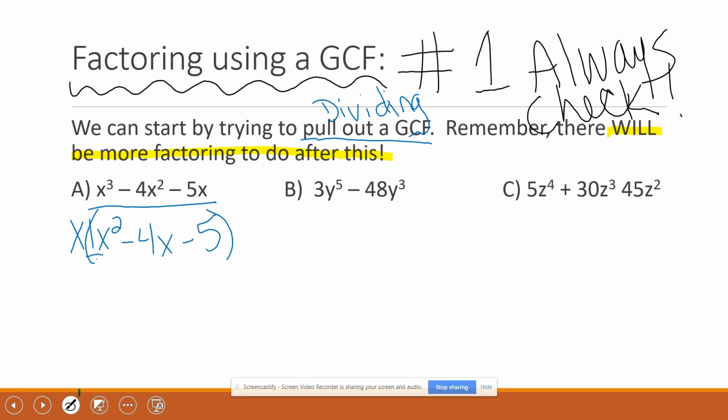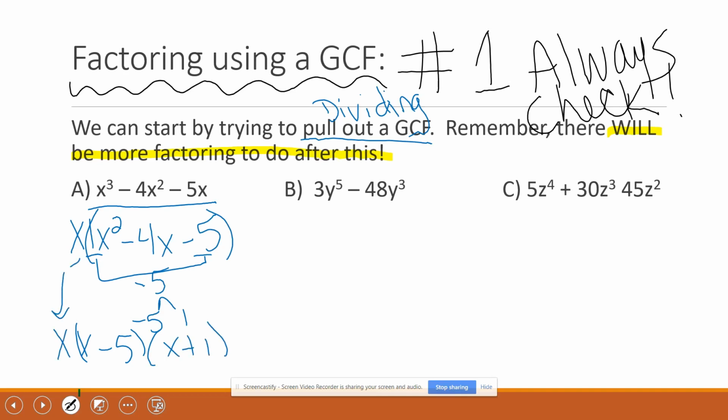And so I have 1 times negative 5 is negative 5. The factors of negative 5 that add to negative 4 are negative 5 and positive 1. So we do our factoring there, and we get x minus 5 times x plus 1, and bring down our GCF that we pulled out at the very beginning. And there's our factored form.